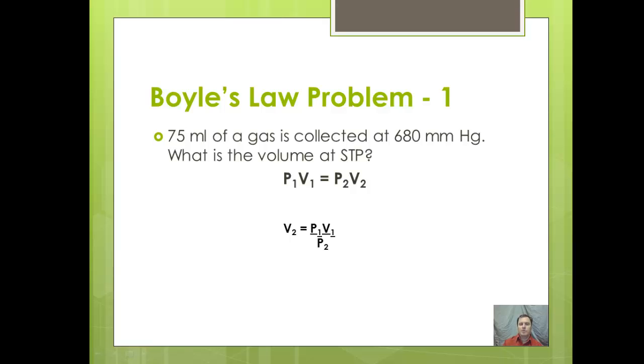We know that P1 is 680, V1 is 75 milliliters, and P2 is our pressure. What is our standard pressure? It's 1 atmosphere or 760 millimeters of mercury. When I multiply this through, I get an answer of 67.11 milliliters. Pretty simple. The only trick with this is you have to remember what STP is.